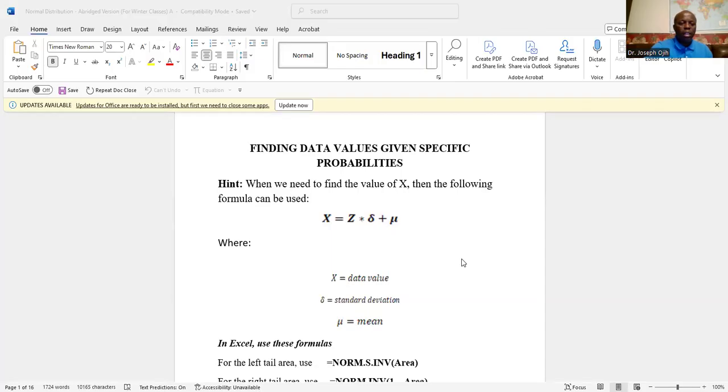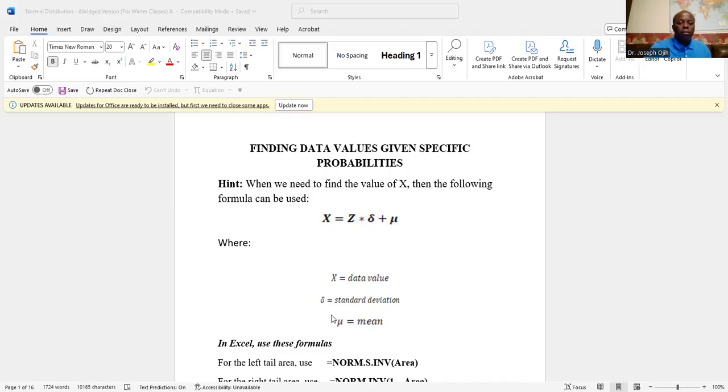Okay, I have this. Good. Last week we finished, I introduced you to normal distribution and we did some calculations there. And then this is where we stopped, which is finding data values given specific probabilities. If we finish this tonight, then I will introduce you to confidence intervals, and then we go from there.